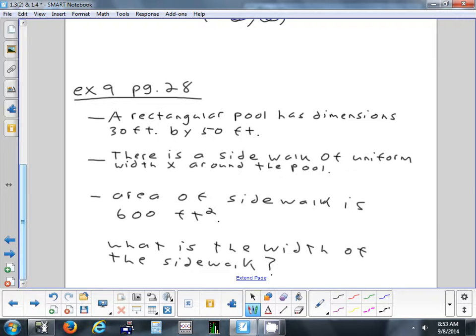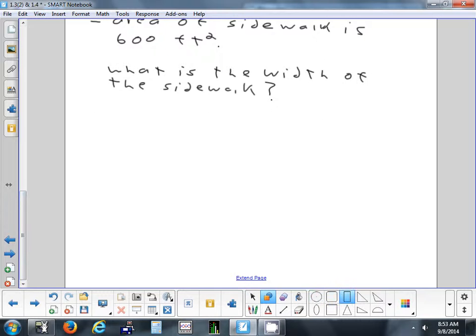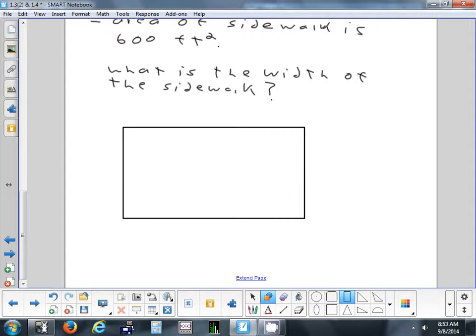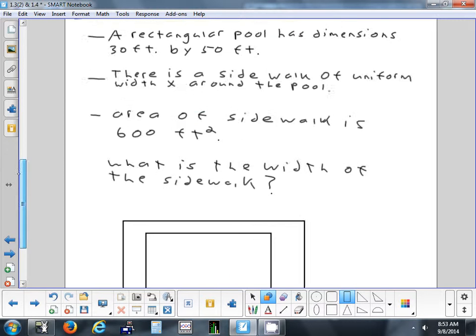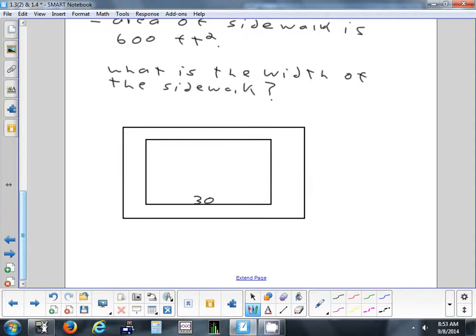So I'm going to start by drawing the pool, and then I'm going to put the sidewalk around it. So just draw two rectangles, one inside the other, basically. Okay, so here's our sidewalk, and then inside that, there's our pool. We know the dimensions of the pool are 30 by 50. There's a sidewalk of uniform width around the pool, and that's x. From there to there, and the same up at the top and bottom.